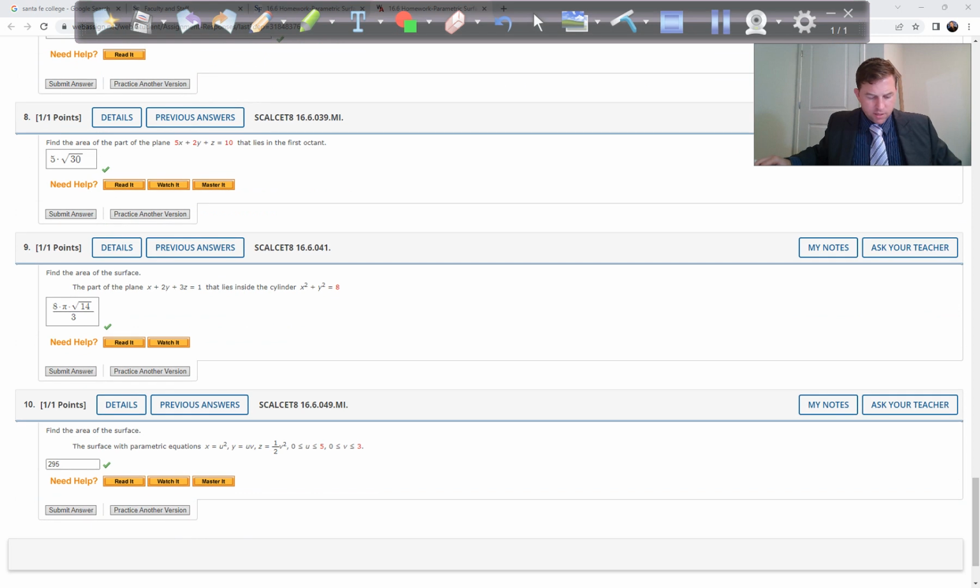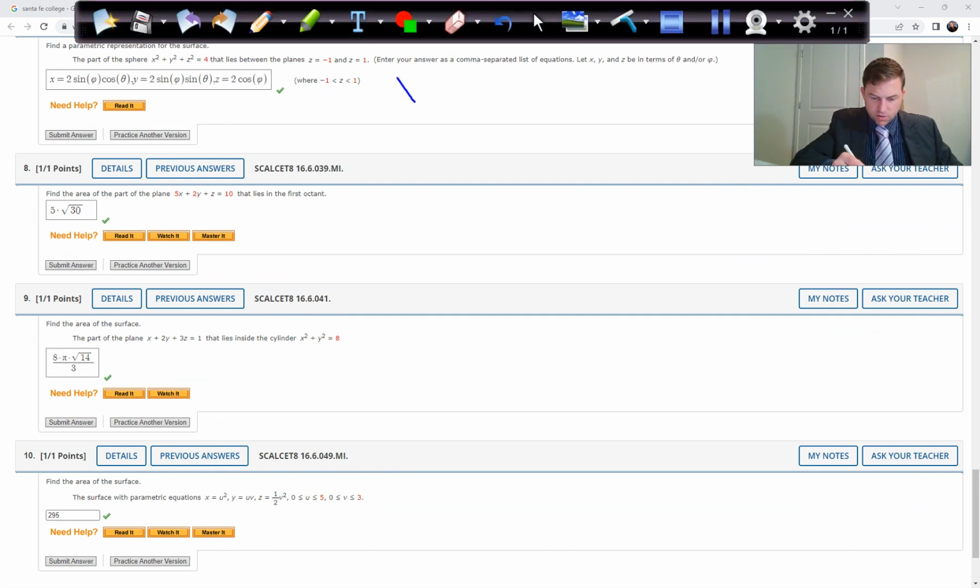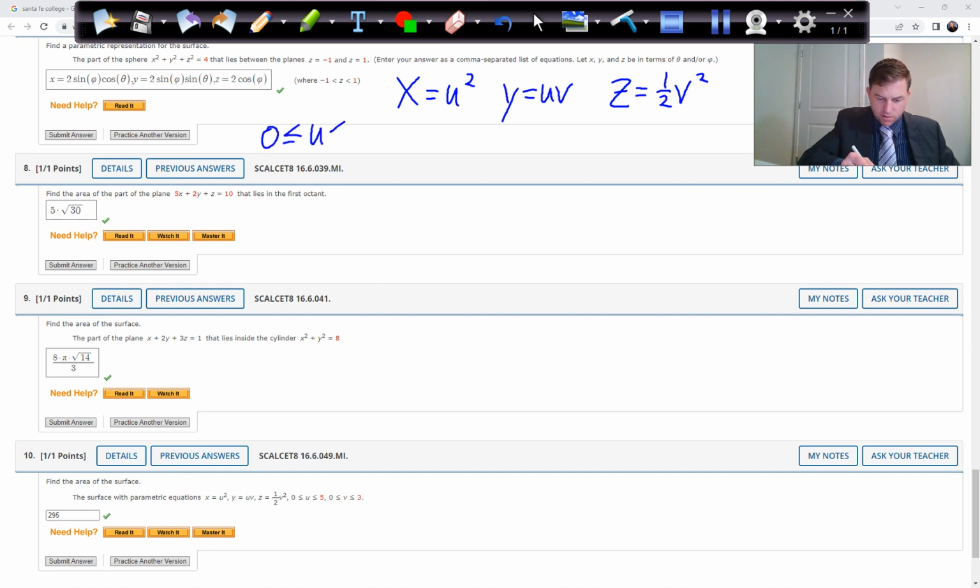Okay, last problem in this set, we have find the area of the surface, and we're given parametric equations. So it says x is u squared, y is uv, z is 1/2 v squared, and then it says u is sandwiched between 0 and 5, and v is sandwiched between 0 and 3. And for this one, we're going to use a slightly different equation.